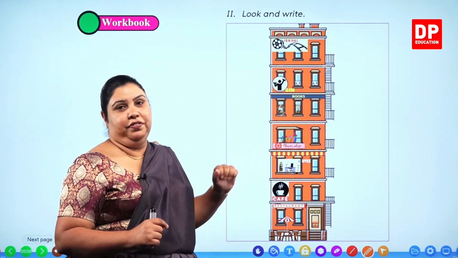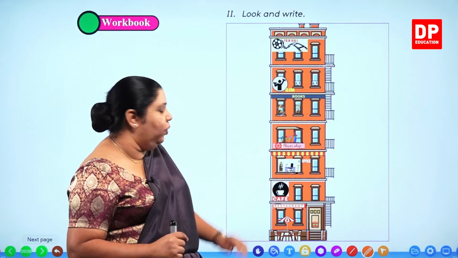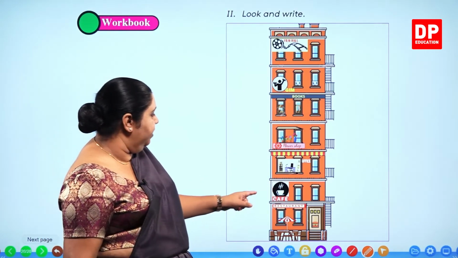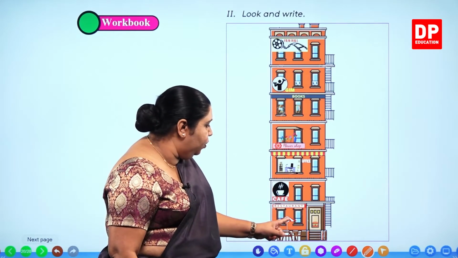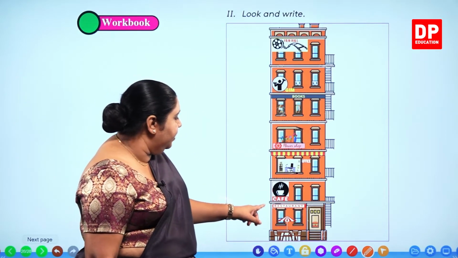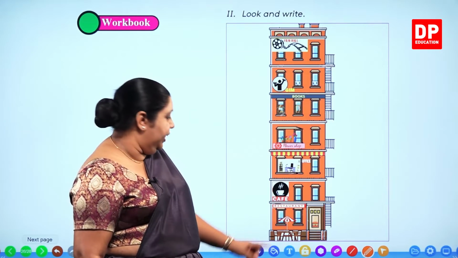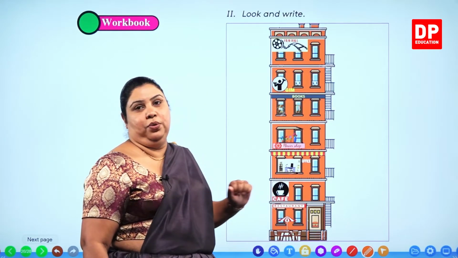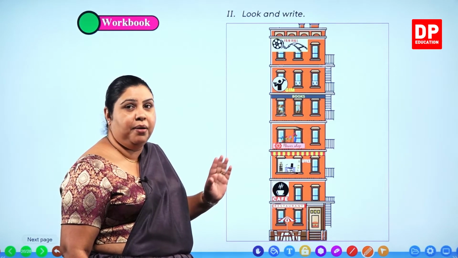That is the ground floor. We start with the first floor here. So now what can you see in the first floor? In the ground floor of this building you have the restaurant. The restaurant is in the ground floor. Right? So we don't use any number there.